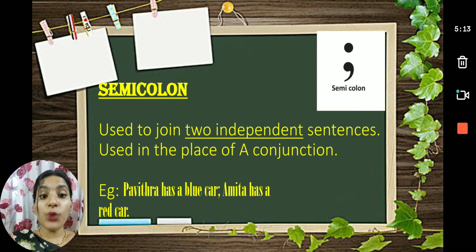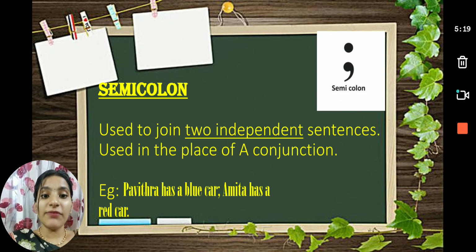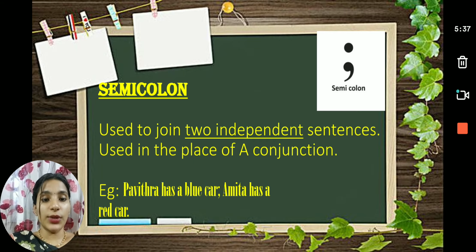So when we want to bring together these two sentences that have meaning on their own, we use a semicolon. And where is the semicolon used? It is used in the place of a conjunction. And what is a conjunction? It is and, or, but, though; they are called conjunctions. Instead of a conjunction, we will use a semicolon.